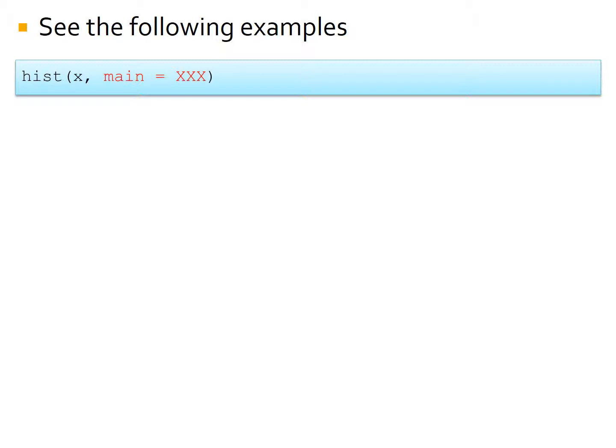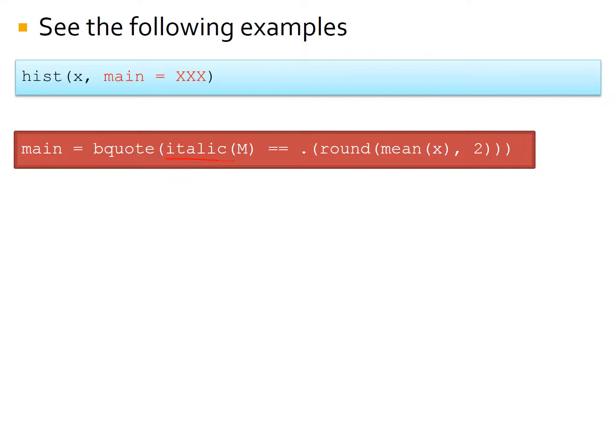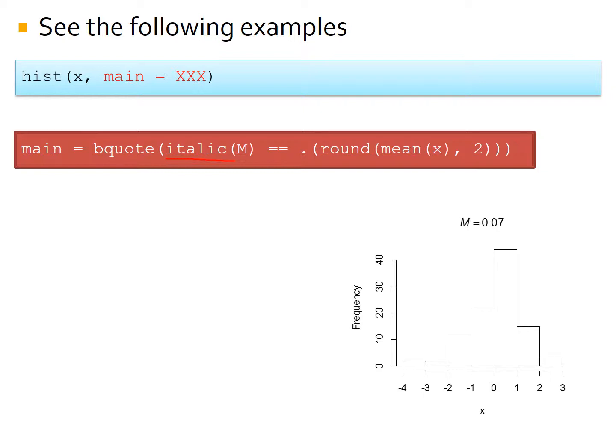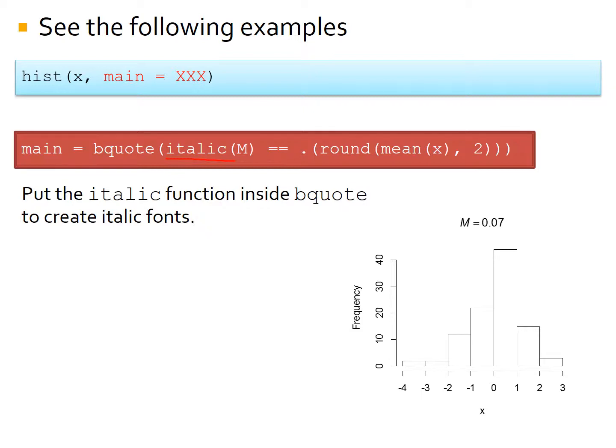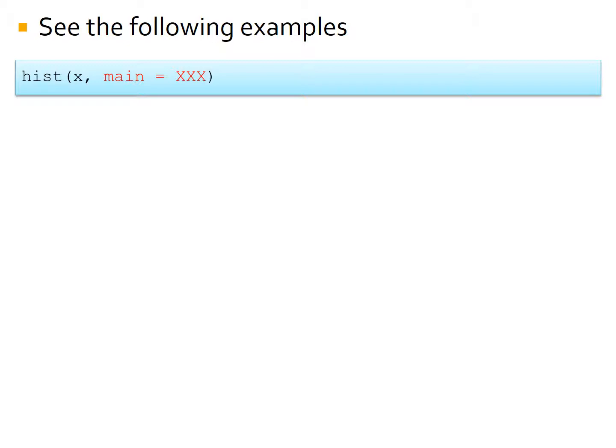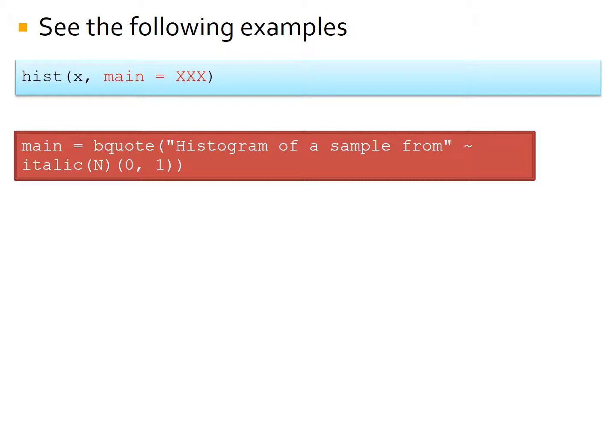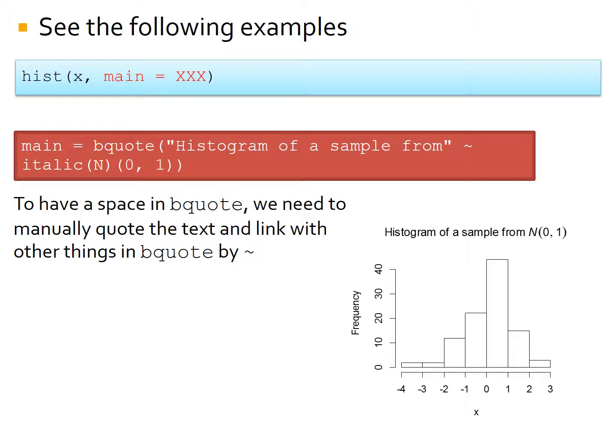Okay, if I would like to put an italic font, you just put an italic function like this, and then you will get italic m equal 0.07. Again, put the italic function inside bquote to create italic fonts. But things will get complicated if you want to have a long text with some spaces. To have a space in bquote, we need to manually quote the text and link it with the tilde sign. So you need to put a quote over here, and you link the quotes with the tilde sign. Okay, histogram of a sample from, and then italic N, open the parentheses 0 and 1. So you see something like this. It's not easy, but you need to get familiar with it.